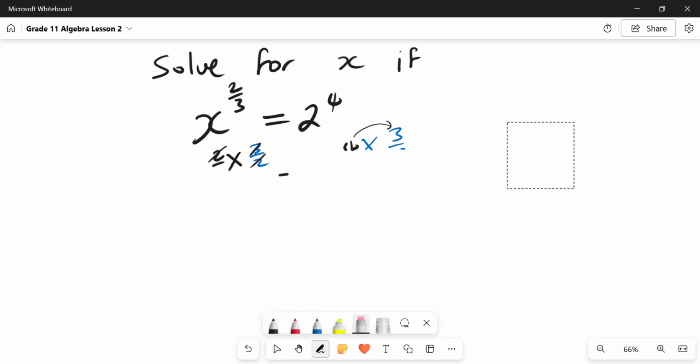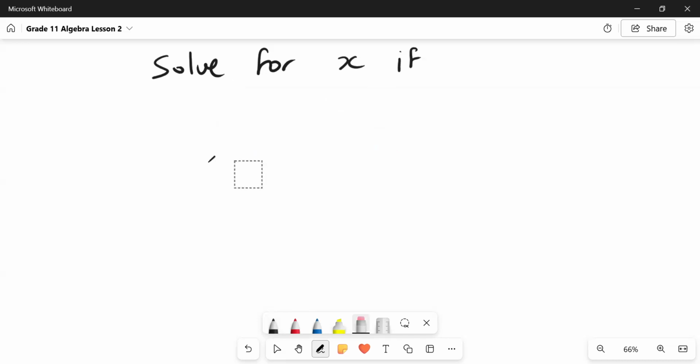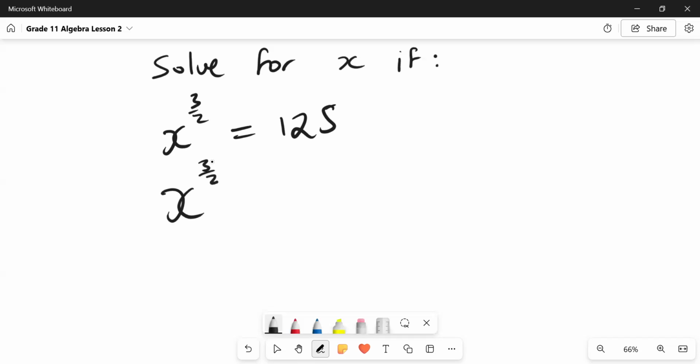Now let's move to the next example. Now they're giving us x to the power 3 over 2 equals 125. Again, we still have to solve for x. So the first step there, you break this into prime factors. So this is 5 to the power 3, or 5 cubed, right?